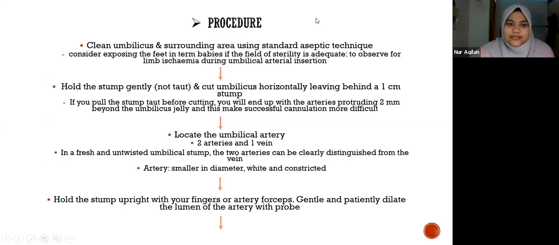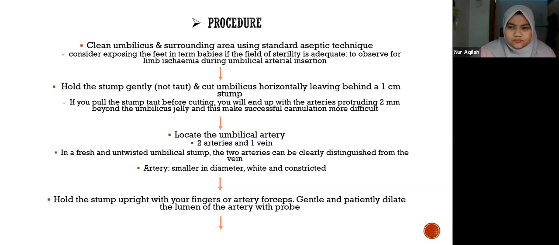The procedure should be done under aseptic technique. First, we clean the umbilicus and the surrounding area using standard aseptic technique. We should consider exposing the feet in term babies if the field of sterility is adequate, because while performing the umbilical artery catheterization, we should observe for any signs of limb ischemia during the procedure itself.